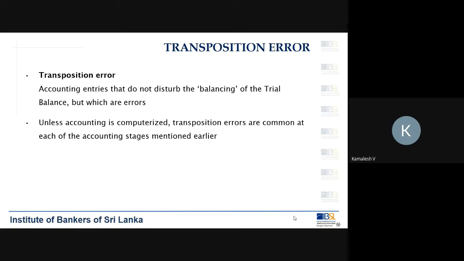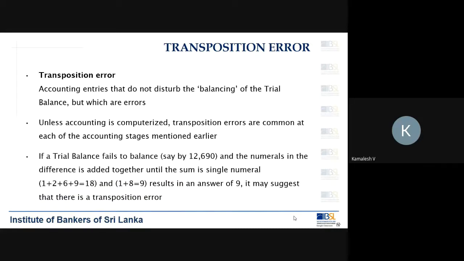Now let us assume that the difference between the debit total and the credit total is, let's say, 12,690 rupees. So you have 5 digits here, 12,690. The first thing we do is take each of these digits, 1, 2, 6, 9, and of course 0, and add them together. So 1 plus 2 plus 6 plus 9. Of course, you don't need to add the 0. You get 18.